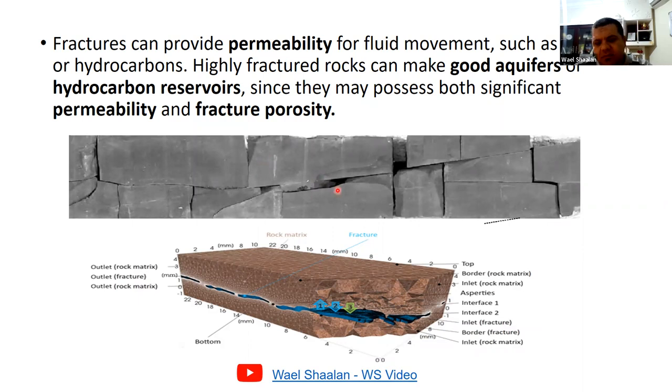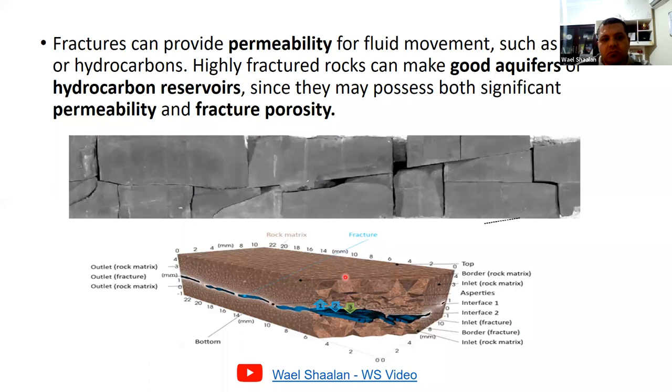We can see fractures from different sources, either from outcrop or from core, as we see in this slabbed core, or from images, from borehole images, as we will explain in the upcoming slides. There are also downhole cameras that can be run inside the hole so we can see the fractures. The importance of the fracture is to provide porosity and permeability along these weak planes or along this separation.